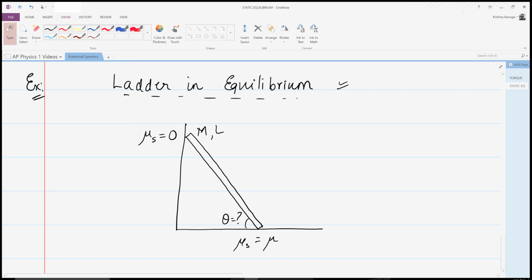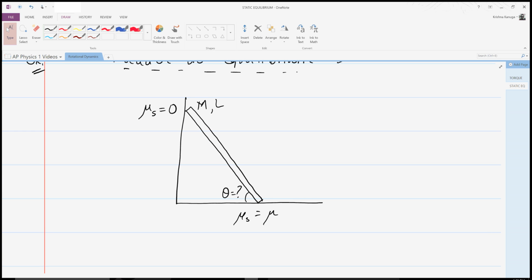And the question is, what is the smallest angle theta this ladder can make before it starts to slip on the floor? The coefficient of static friction is given as mu. So let's address this problem. As usual, the first thing we'll do is draw a free body diagram.